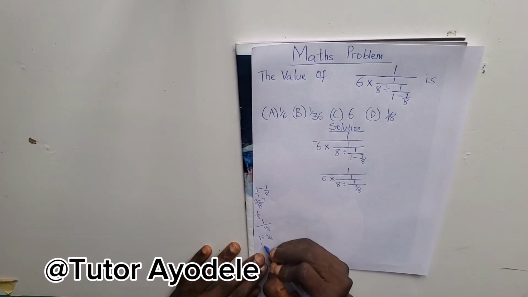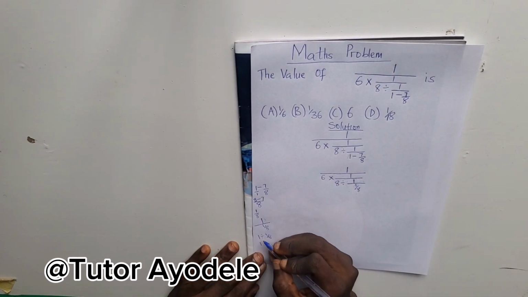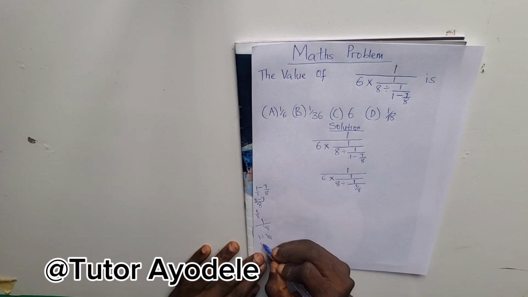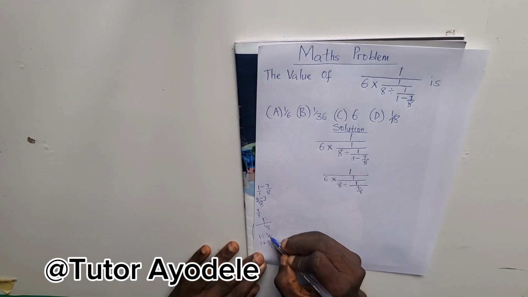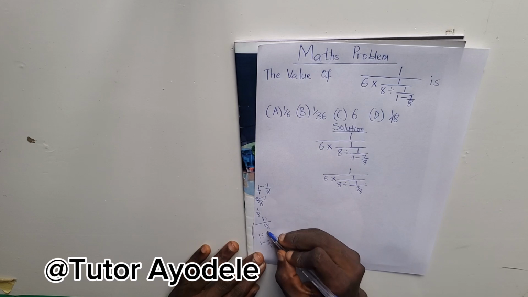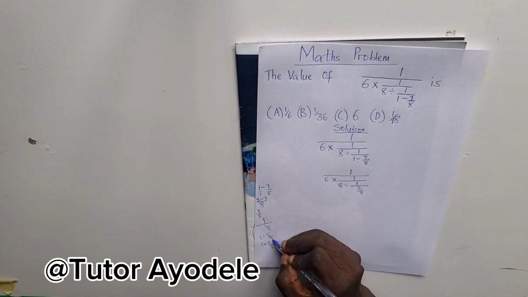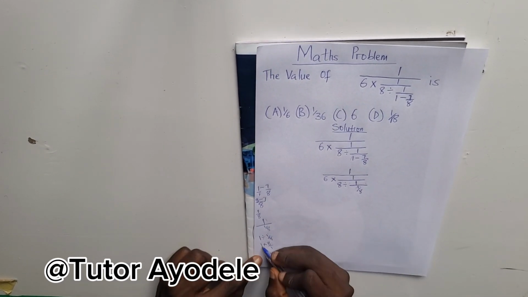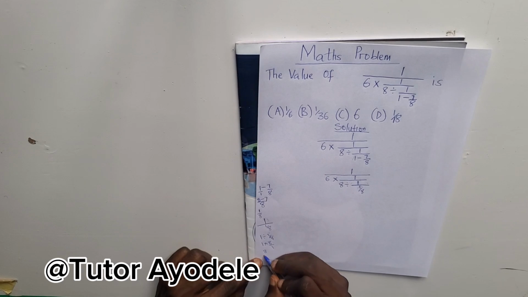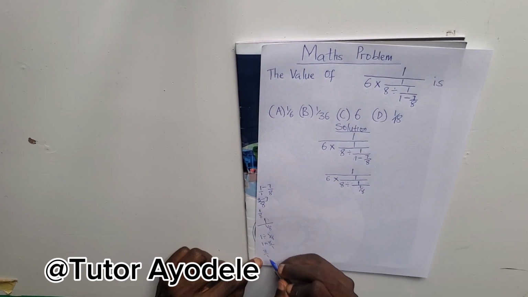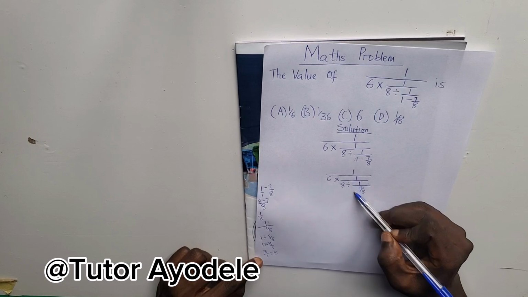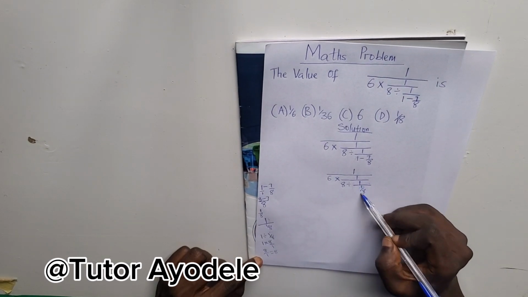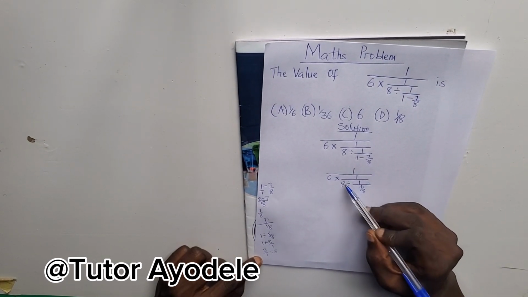So this will be 1. If this division here changes to multiplication, it will give me times 8 over 1. That is, this one down here will come up. That is, 8 will come up while 1 will come down. So 8 times 1 will give me 8 divided by 1. And 8 over 1 is equal to 8. That is, everything here is equal to 8.